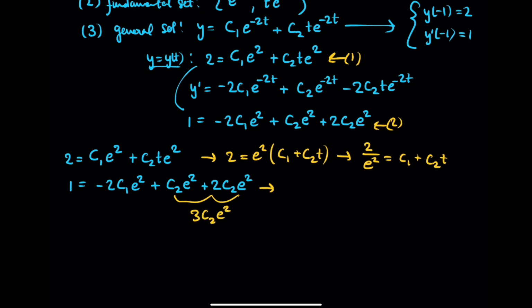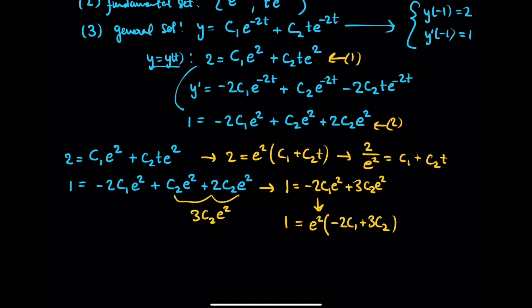And so then we'll have C1 and C2 again, and then we'll have 1 equals minus C1 e to the 2 plus 3c2 e to the 2. And then e to the 2 minus 2c1 plus 3c2 equals 1. And then, where did my t go? Oh, wait a minute. I messed up.